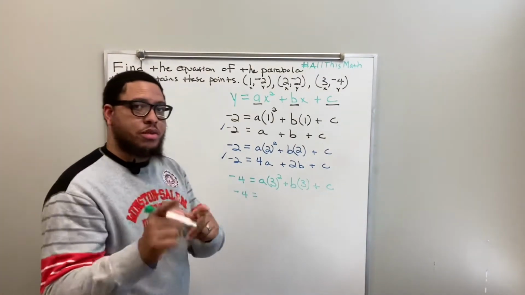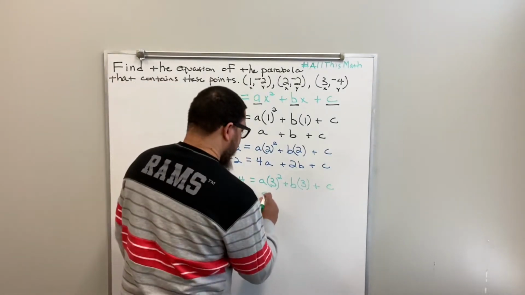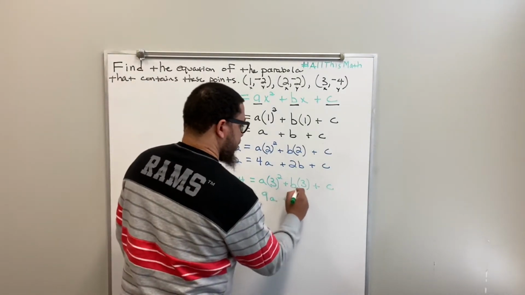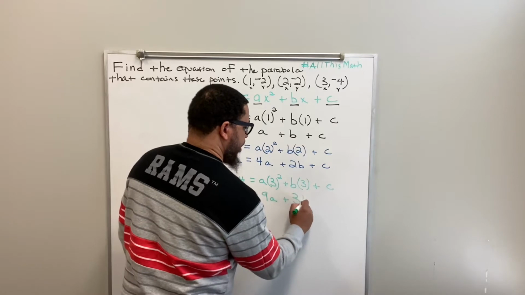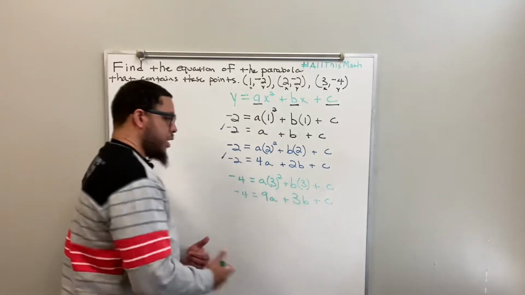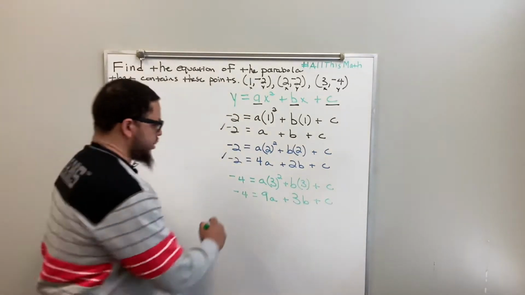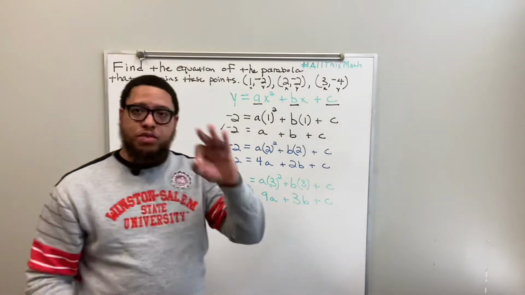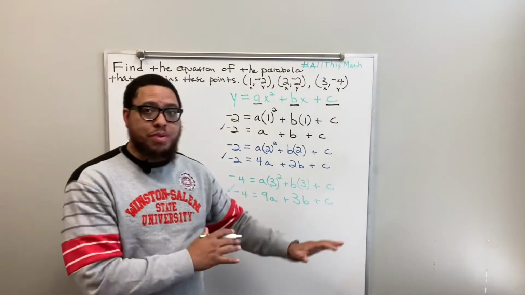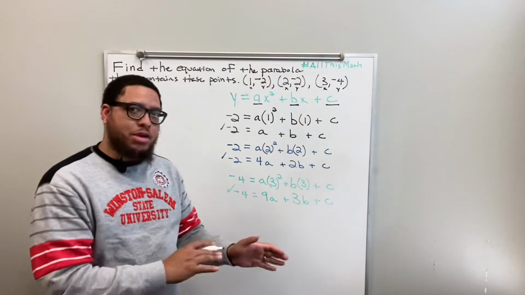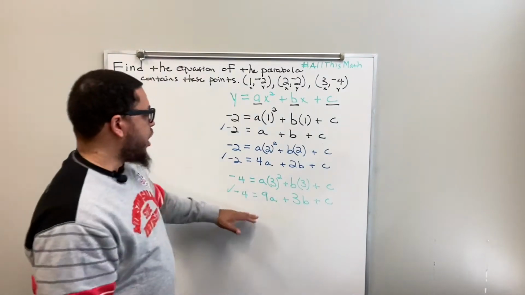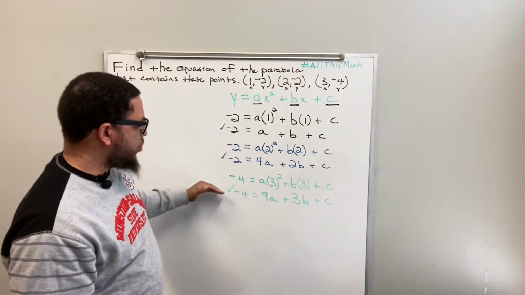Remember that. So we got 9A plus B times 3 is better written as 3B plus C. Now I'm in business. Now I got my 3 equations that I need for my 3x3 system. And I told you this problem is long. We're not done yet. We might be almost halfway done. We got our 3 equations for our 3x3 system.